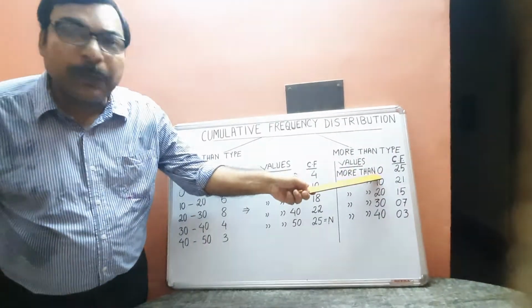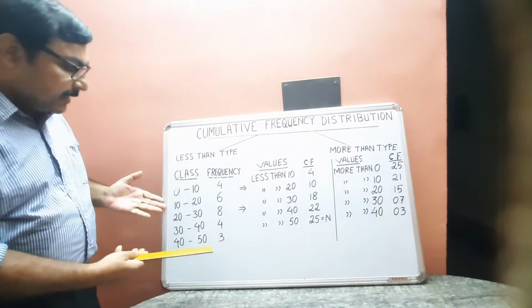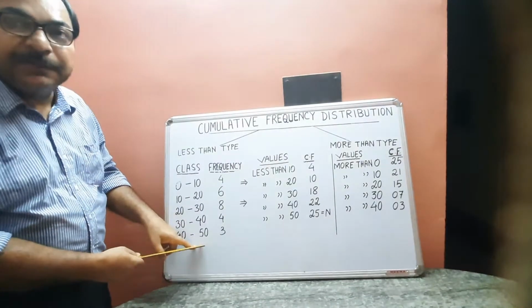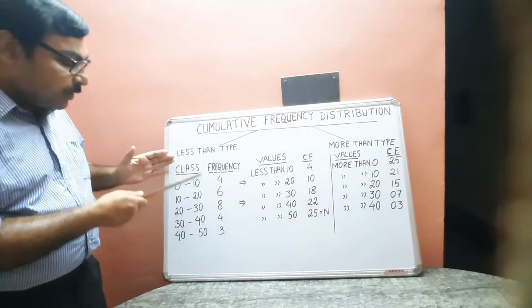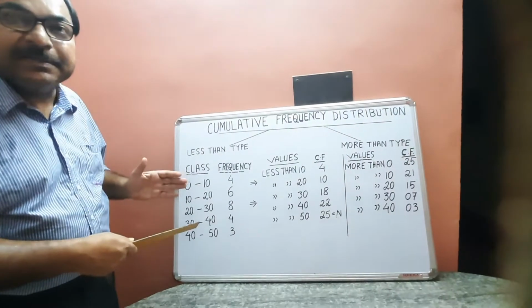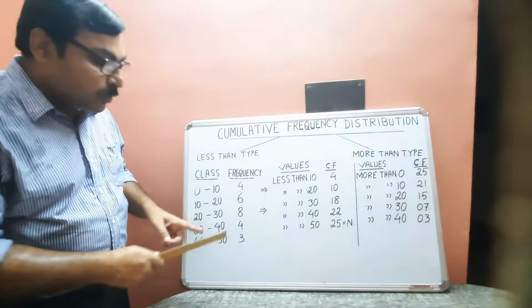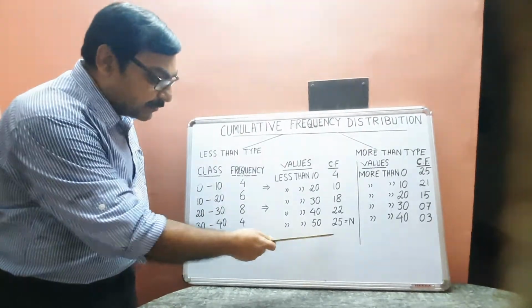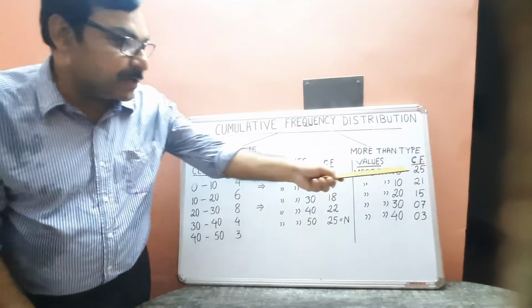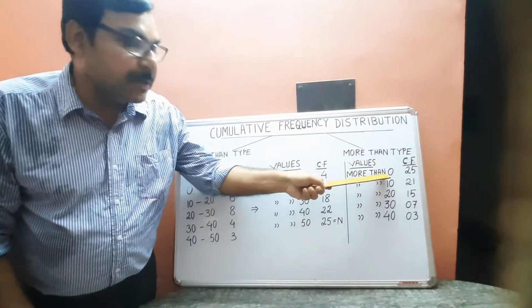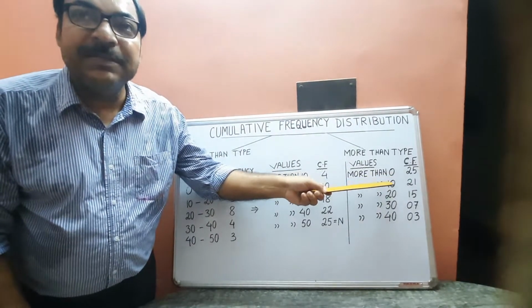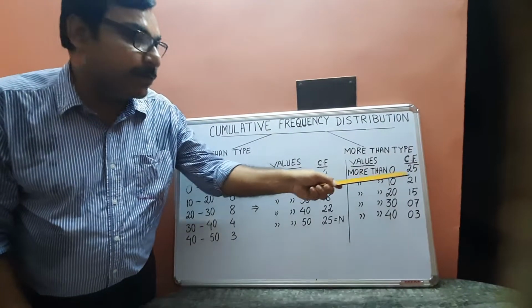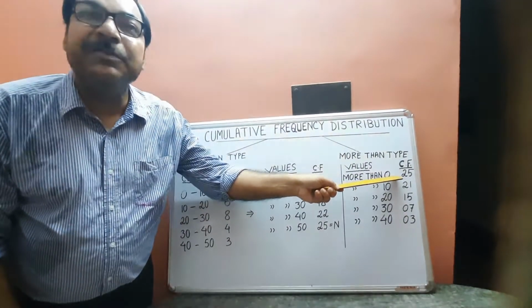More than 0. This is the series, starts from 0, ends with 50. More than 0 means we have to consider all items within the series. All values are more than 0. So we have to consider the total frequency. Total frequency is 25. So we start with 25. More than 0 means all values are more than 0 in this series. Number of items is 25. So start with 25.